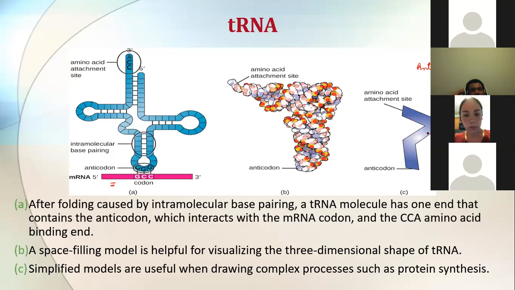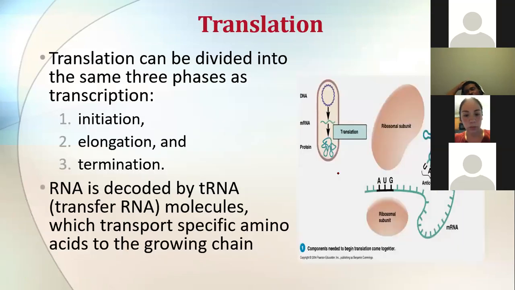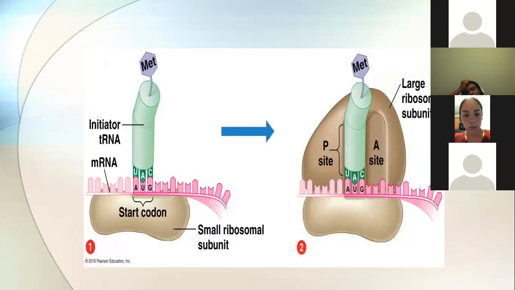So this is the tRNA, this is the amino acid attachment site on the head, and this is the anticodon attachment site on the tail of a tRNA. Now, translation: how does the cell actually make protein? So this is the picture of a ribosome. You can see this is the large subunit, and this is the small subunit of the ribosome.